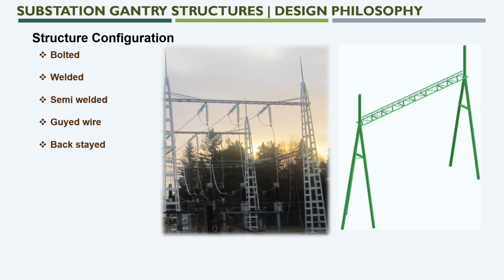Semi welded is nothing but one side could be a weld and on the other side the bracing may be done with angle section, inclined angle section with bolt connections. This kind of semi welded is applicable where there is a high conductor deviation in the horizontal plane.